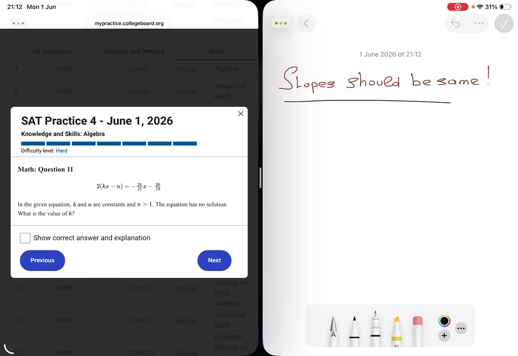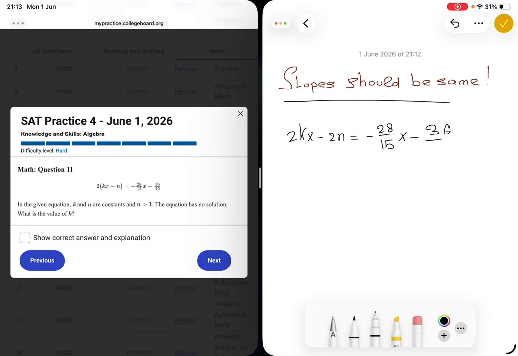And the second step that we should do is opening up the equation and rewriting it again. So which will be 2kx minus 2n is equal to minus 28 over 15x and minus 36 over 19. And here, one interesting thing is that we can ignore minus 2n and minus 36 over 19.